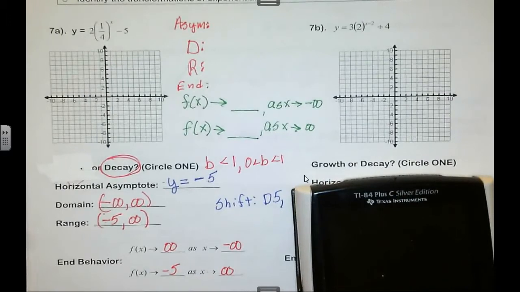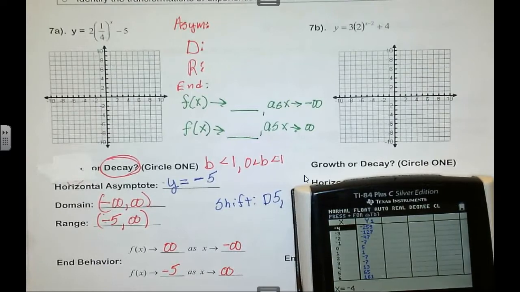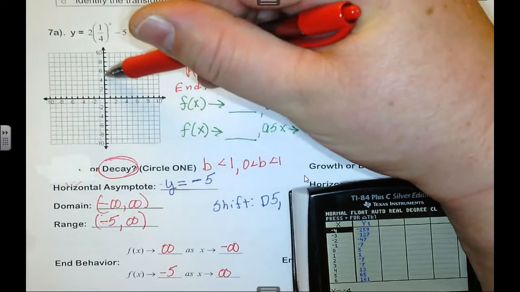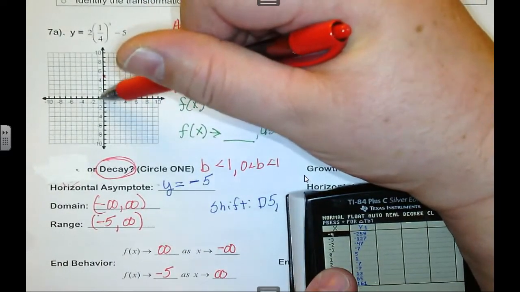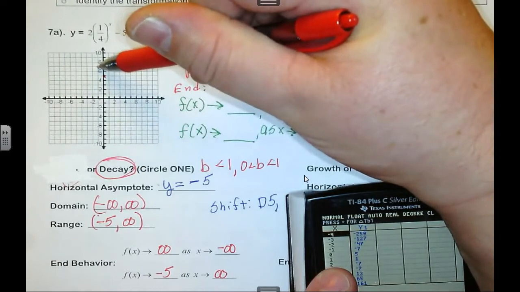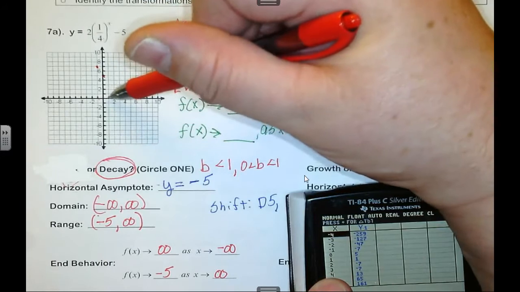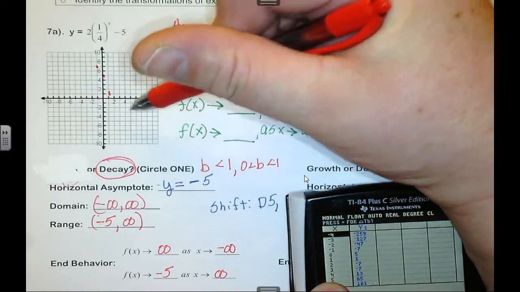Graph it, get some points. One, two, negative 7.